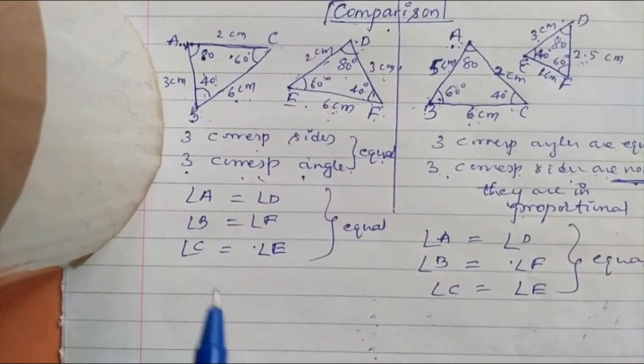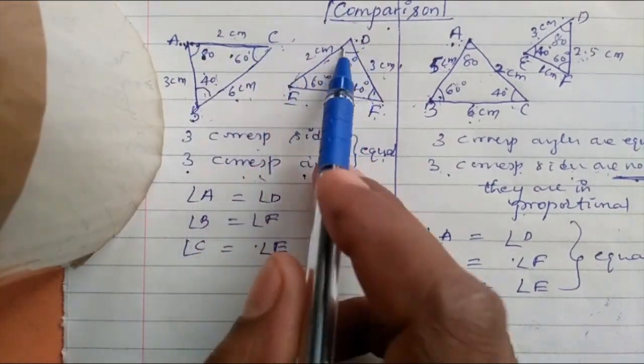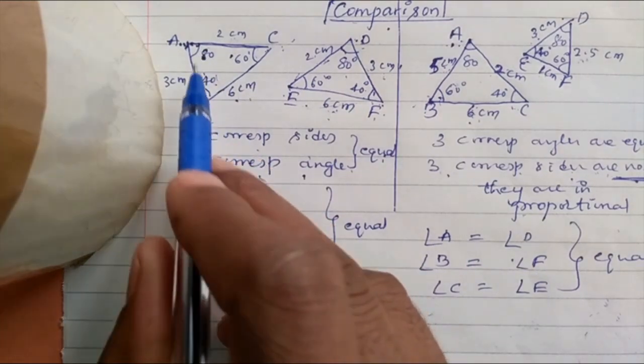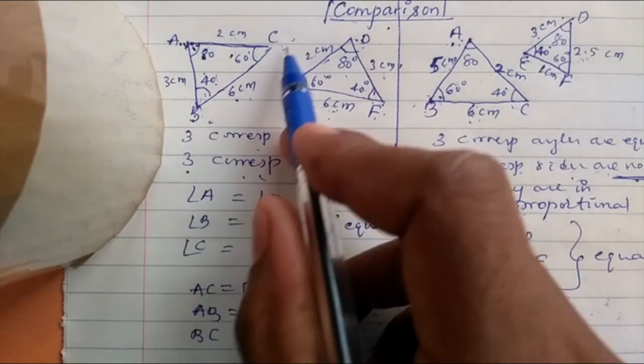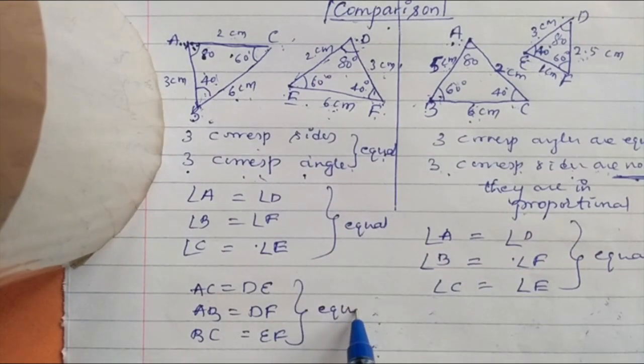When we take corresponding sides, here AC is equal to which one? DE. AC equal to DE. AB length 3 cm, that is equal to DF. AB is equal to DF. And BC, the last side BC 6 cm equal to EF. Here all the three corresponding sides also equal.